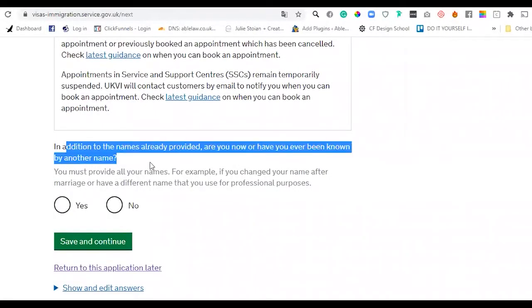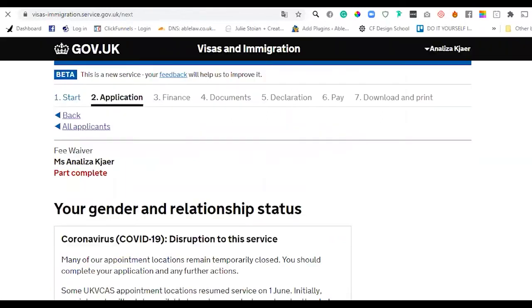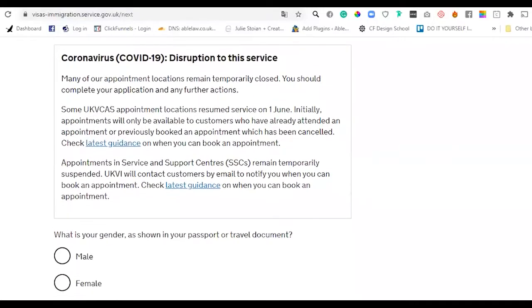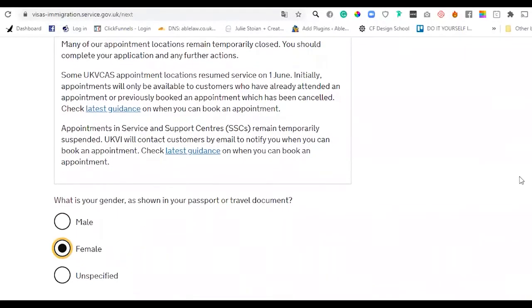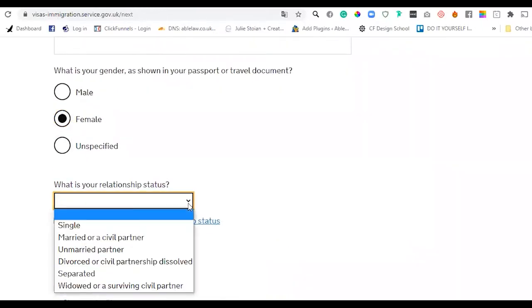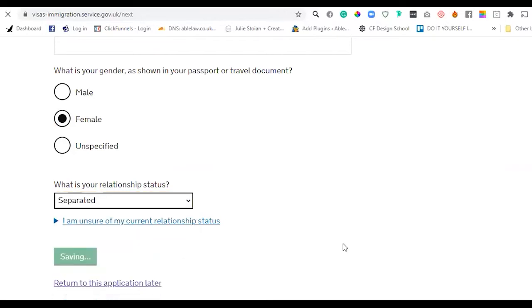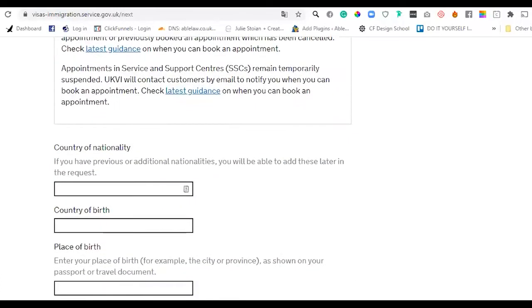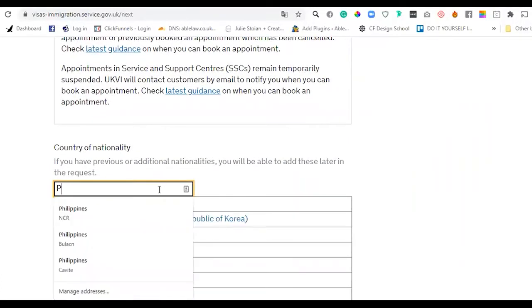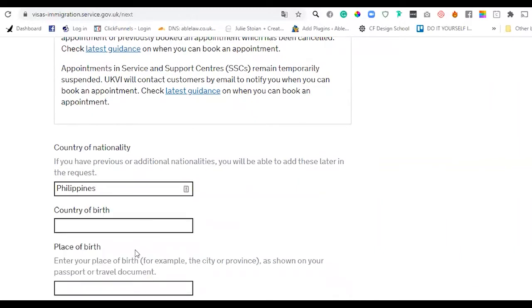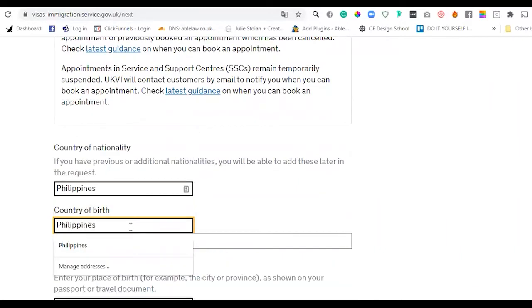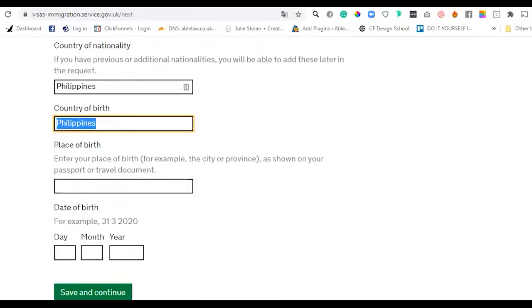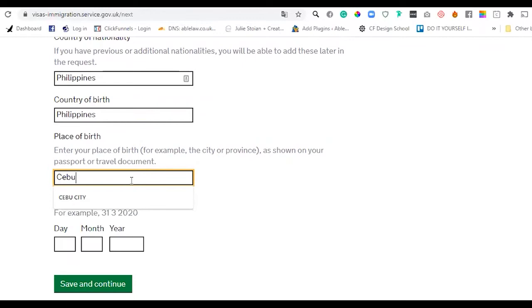And then it asks, in addition to the names already provided, are you now or have you ever been known by another name? I'll put no. And then gender and relationship status. Okay, so I'm going to pretend here that I'm female, and a single mom, or I would say separated. And then I'm going to use Philippines as my country of nationality. And then again, Philippines. And then my place of birth, I don't make it up. So it's actually Cebu.